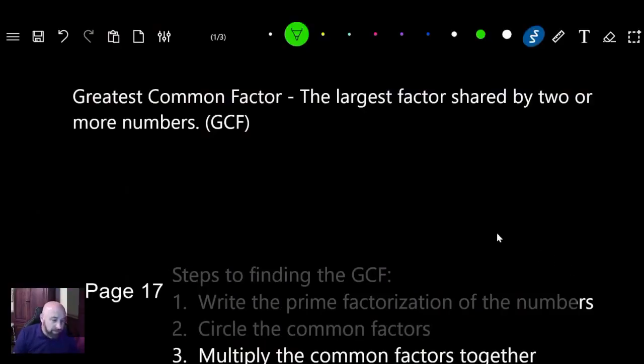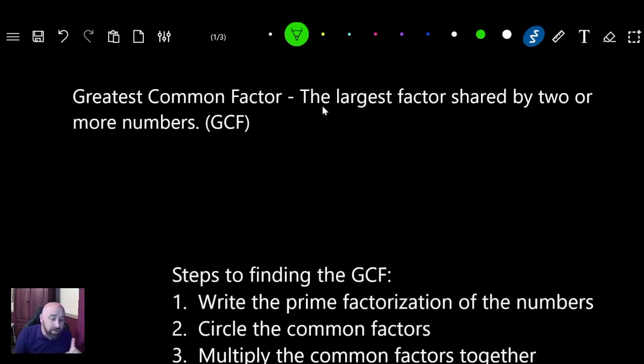Greatest common factor. What is it? Well, the greatest common factor is the largest factor that is shared by two or more numbers, and that's called the GCF. You'll hear me say, find the GCF, greatest common factor. So it's important that you understand that right there. Okay, and what is the GCF? Well, it's the largest factor shared between two or more numbers.